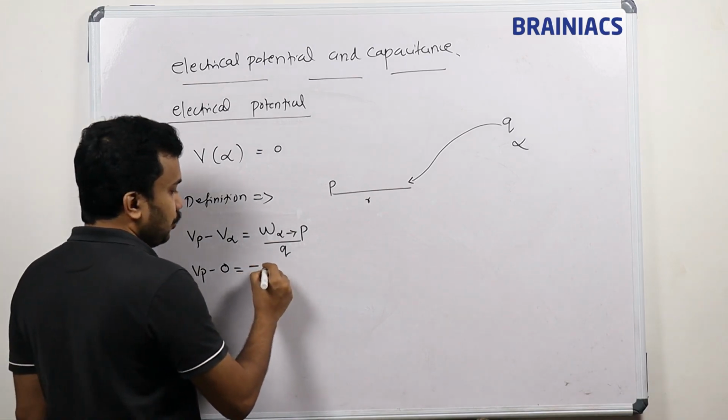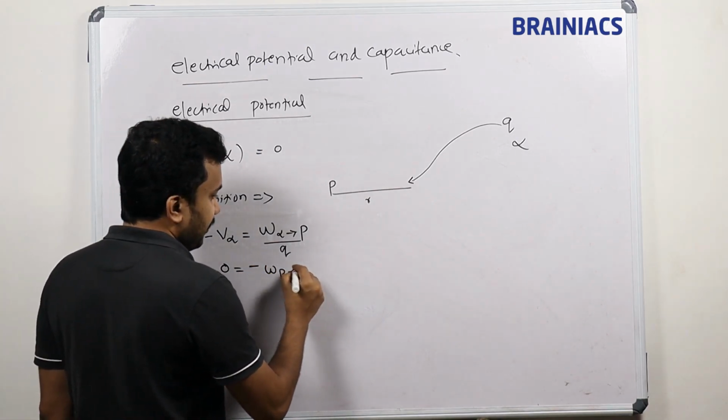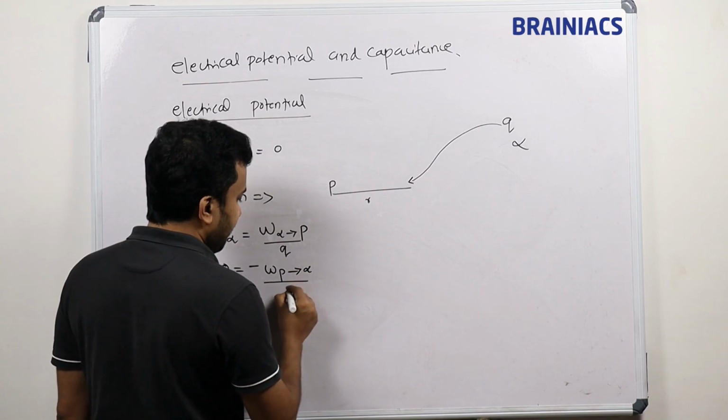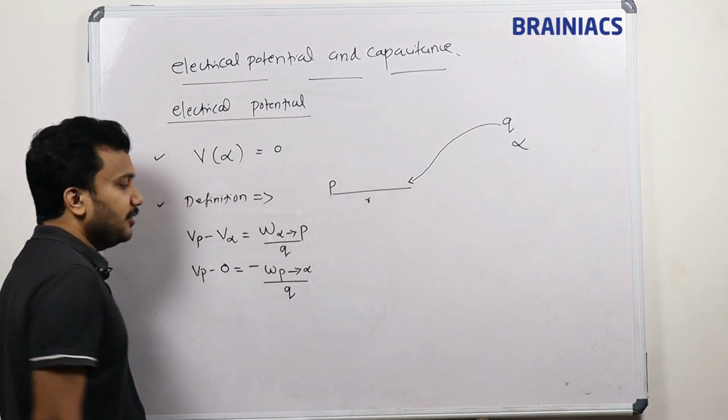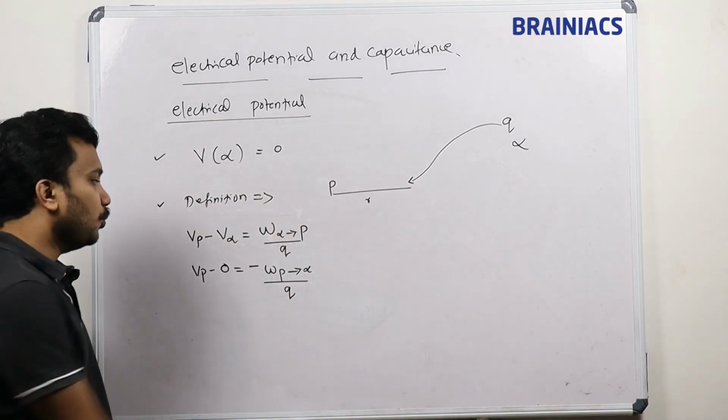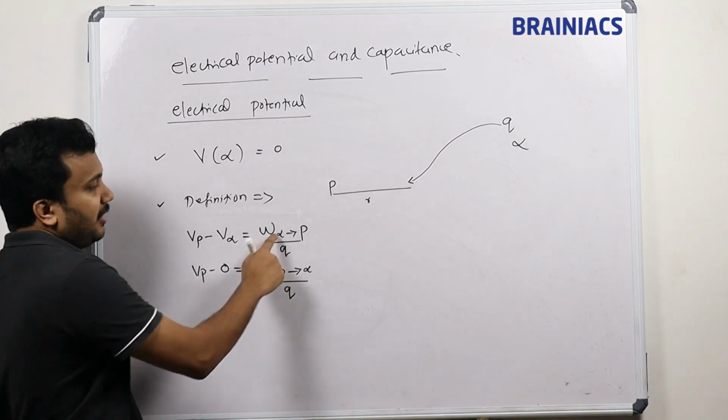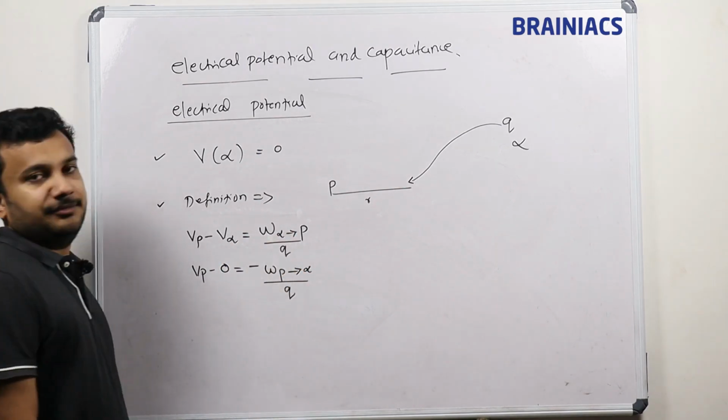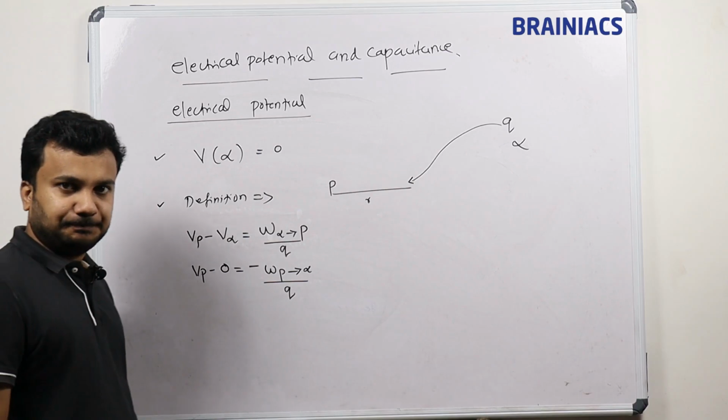This I am writing as work done, and another way of writing it is P to infinity divided by Q. If you reverse this, you have to reverse the sign. This is one way of writing it. You can write infinity to P or P to infinity.